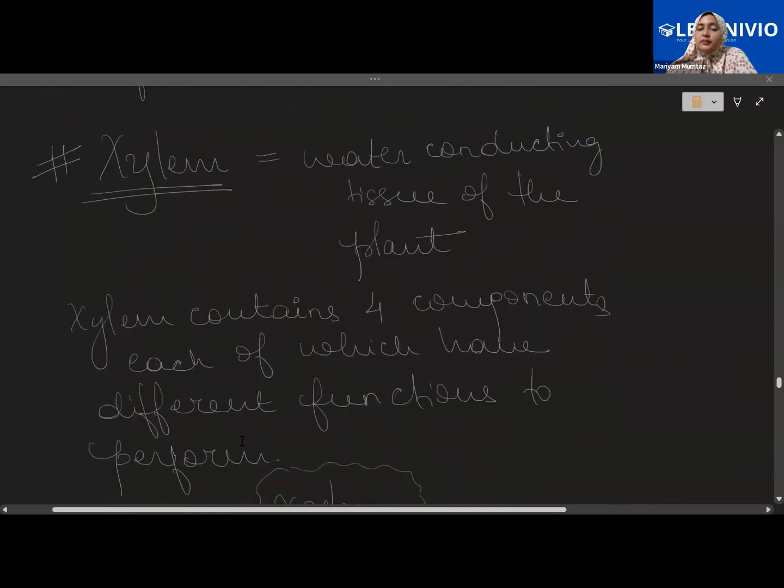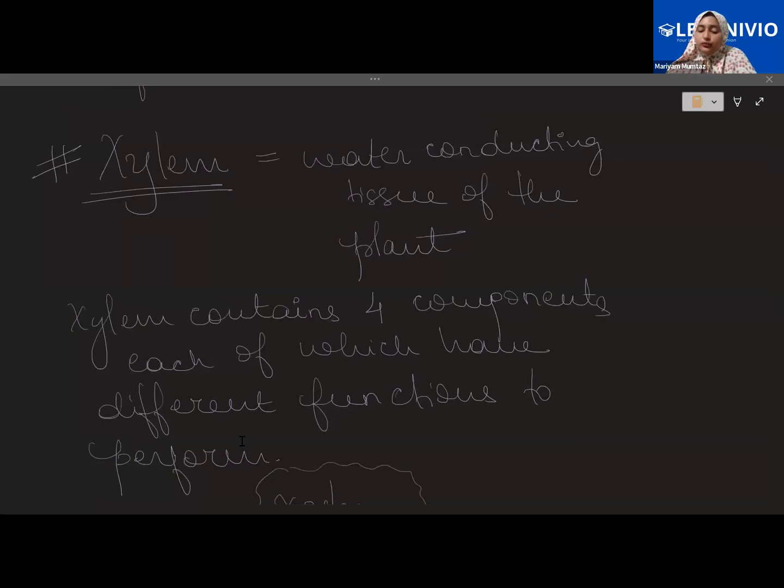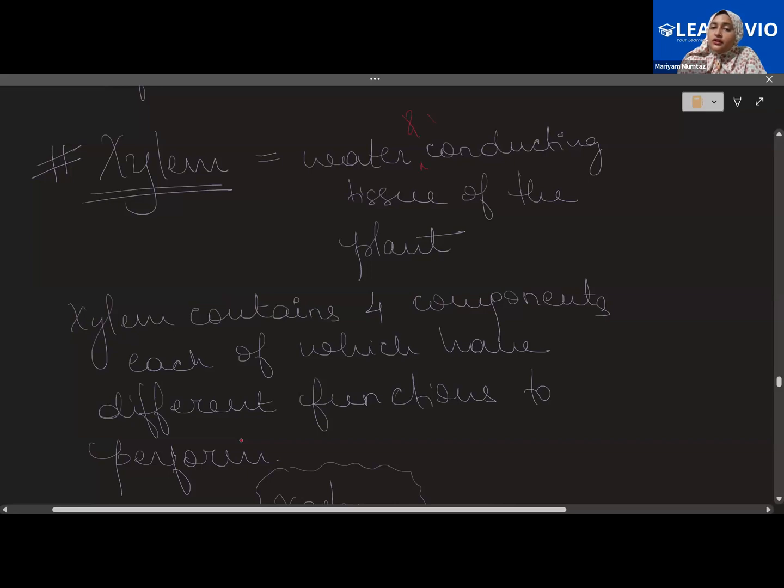Now, when we talk about the xylem, it is the conducting tissue of the plant that is responsible for the conduction of water. Along with that, it is also responsible for the conduction of minerals. So, water and minerals conducting tissues of the plant.